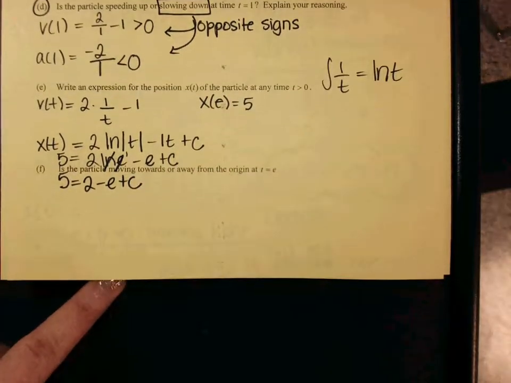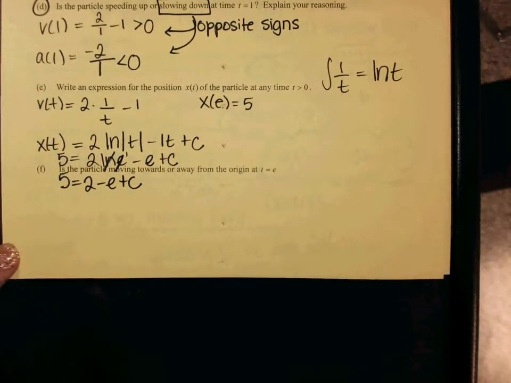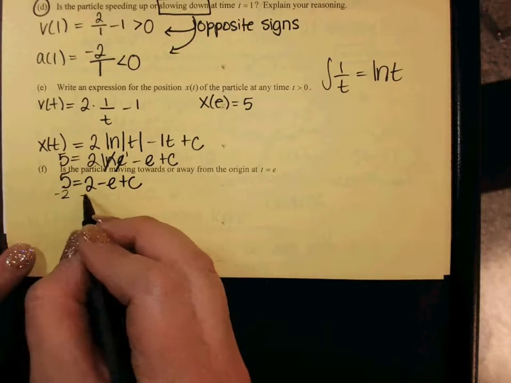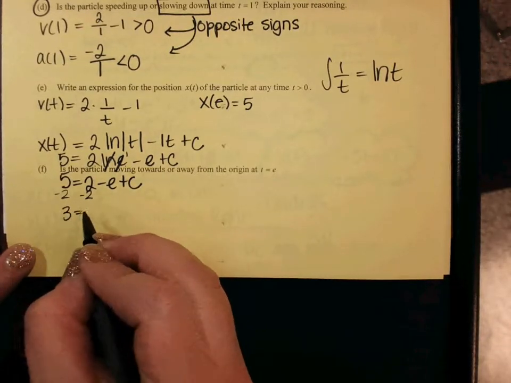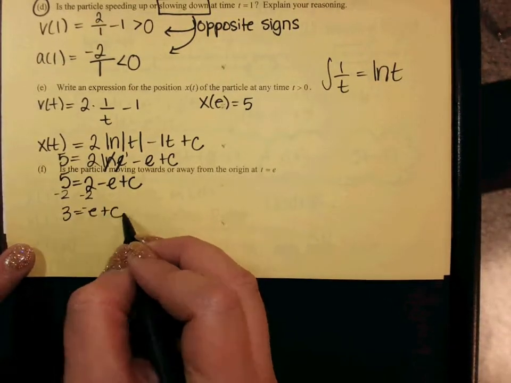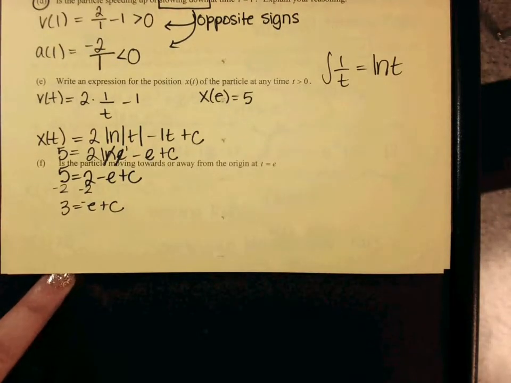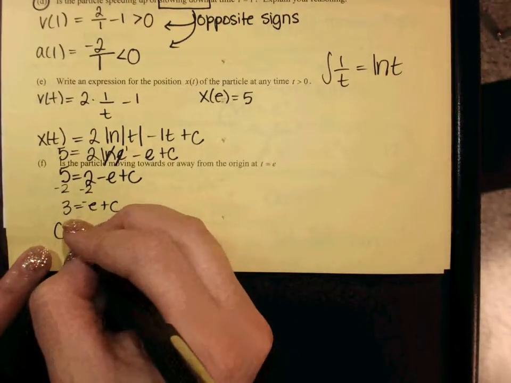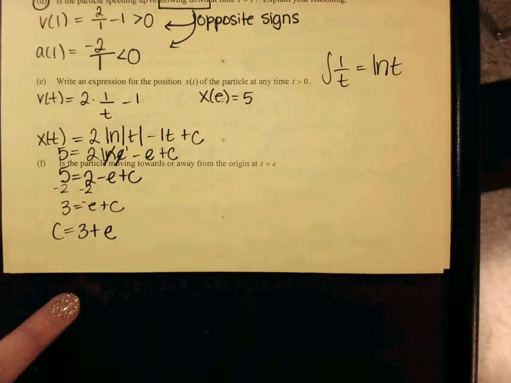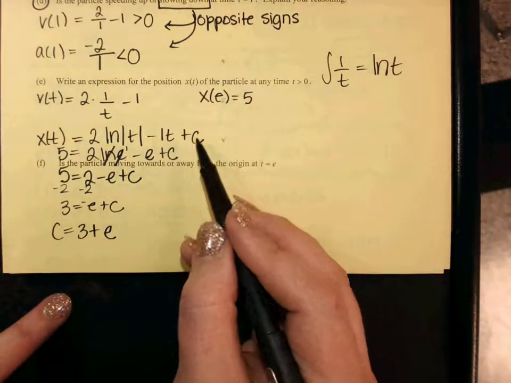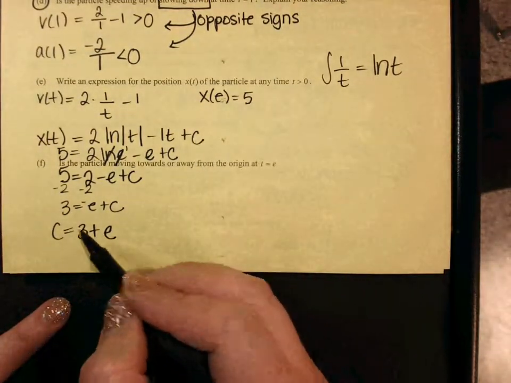Okay, let's get C by itself. What do we do with the 2? Minus it, so now it's a 3 plus e. If that's a minus e plus C, then I just need to add that e across, and C will be 3 plus e. And then I'm going to come back up here, cross out my C, and put 3 plus e instead.